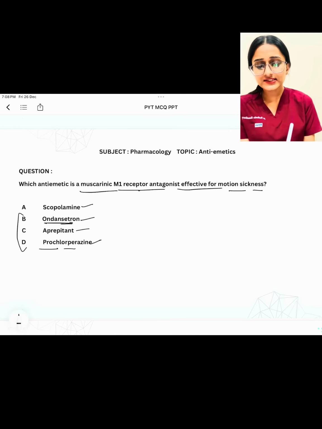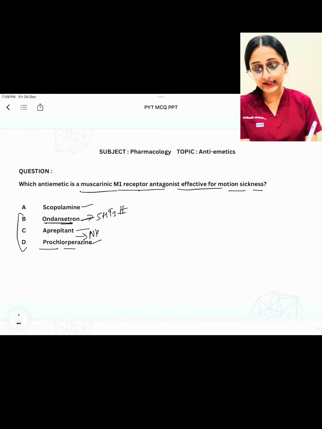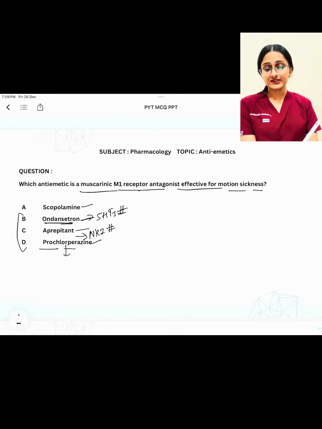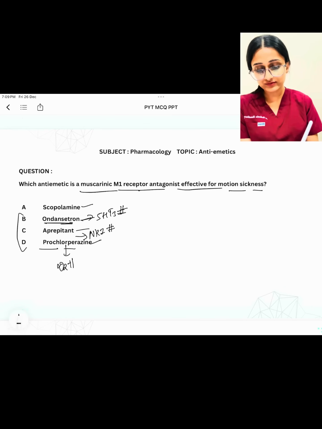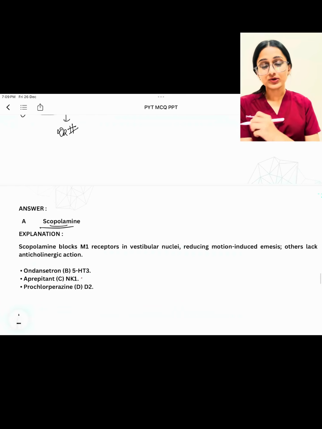Ondansetron, we all know it is a 5-HT3 blocker. Aprepitant is a repeatedly asked question. It is an NK1 antagonist. Prochlorperazine is a D2 blocker. So the answer will be scopolamine.